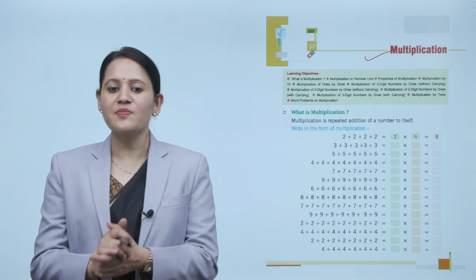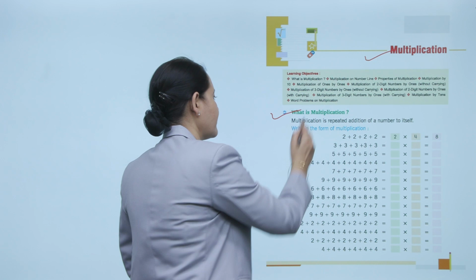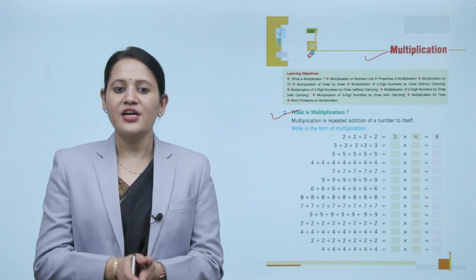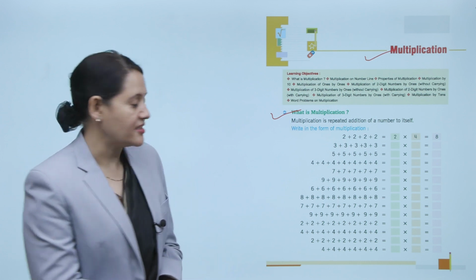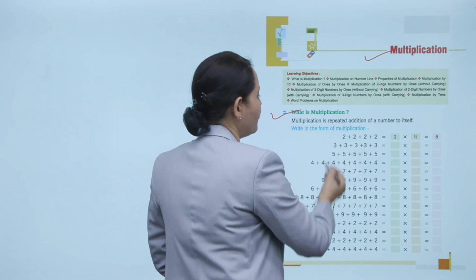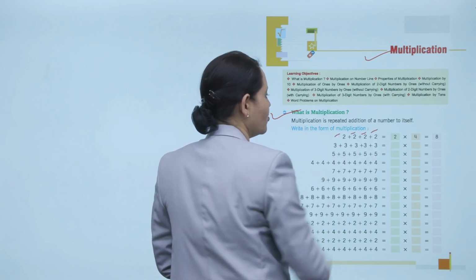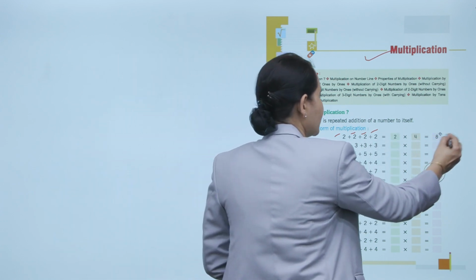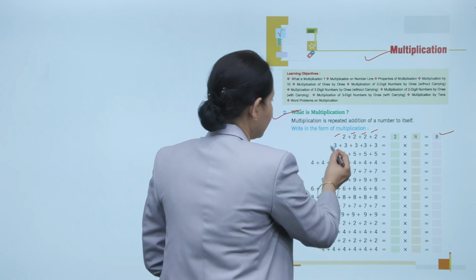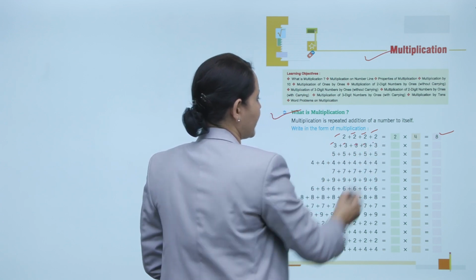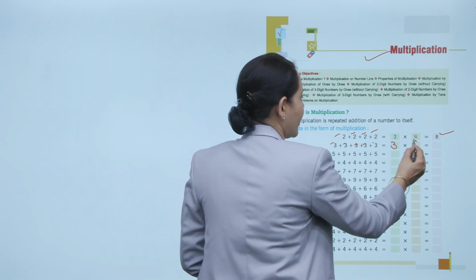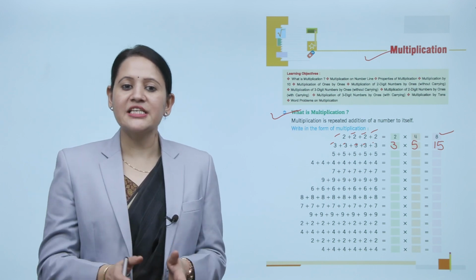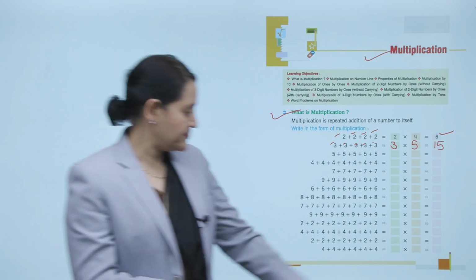So first is, what is multiplication? Multiplication is repeated addition of a number itself. So here 2 is added 4 times, 2 plus 2 plus 2 plus 2, or we can write 4 times 2, 2 into 4, that is 8. Here 3 is added 1, 2, 3, 4, 5 times, so we can write 3 into 5, that is 15. Clear? So multiplication is same as repeated addition.